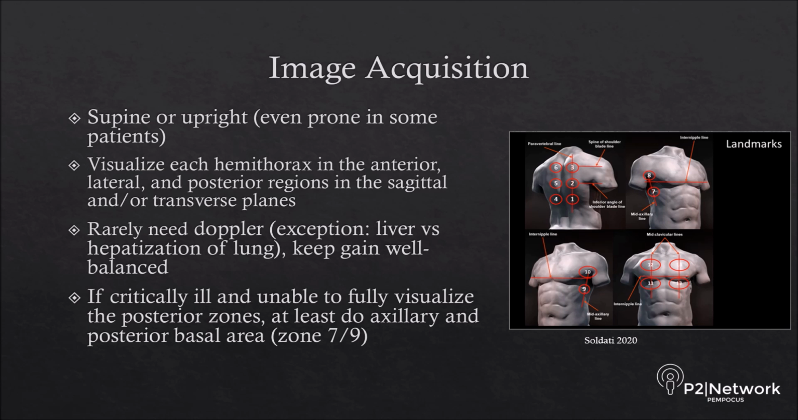Every now and then you might need Doppler if you're not sure if what you're looking at is hepatization of the lung or liver, in which case seeing flow can help you distinguish whether or not it's liver. And generally the gain should be well balanced, so you don't really need it too high or too low. If the patient's critically ill and you can't really see the posterior zones because they're supine and it'd be unsafe to move them, you should at least do axillary and the posterior basal area around zones 7 and 9, which are over here.